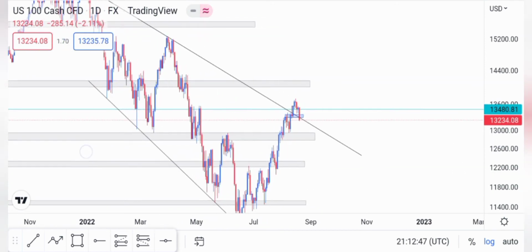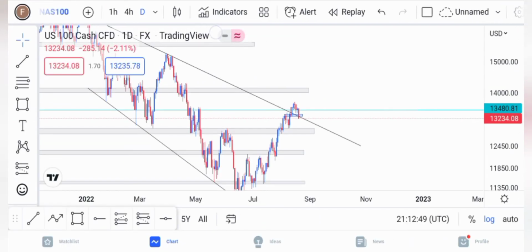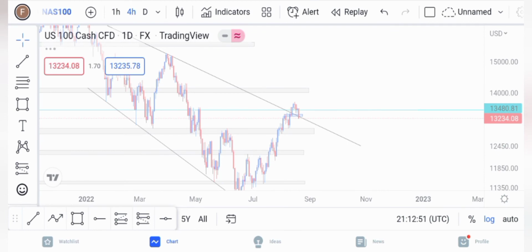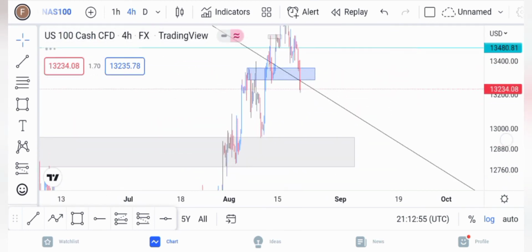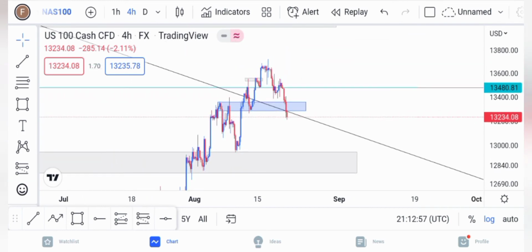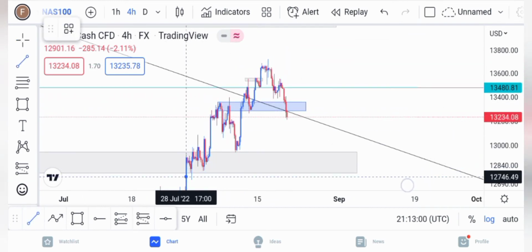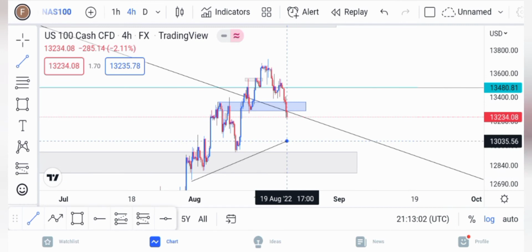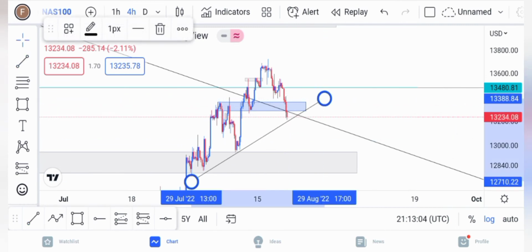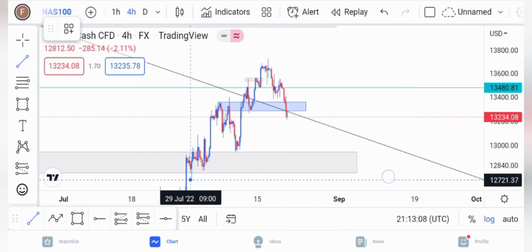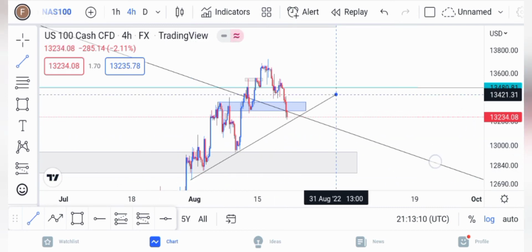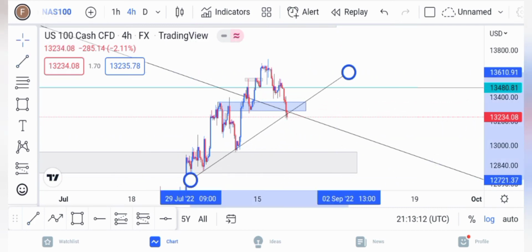So let us move to the 4-hour time frame. This is going to be a simple setup that I've ever seen. So on the 4-hour time frame, this is what I'm seeing. I can see that from this point right over here, from this one right over here, this is the current setup that we have.